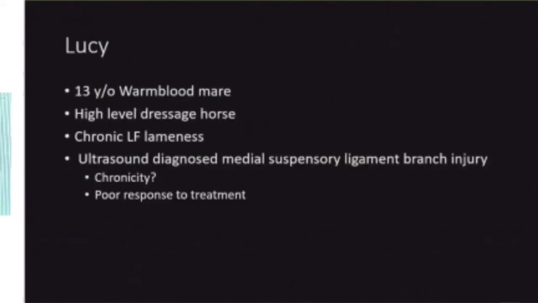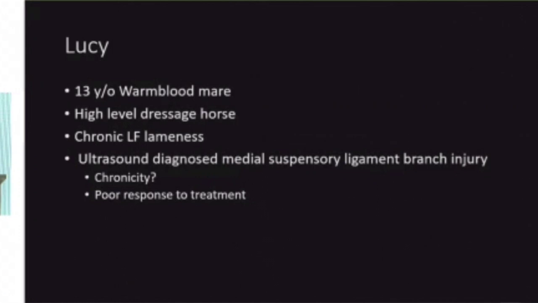This case was a warmblood dressage mare. She had a chronic left forelimb lameness, and she had a known suspensory branch injury. It had been ultrasounded a couple of times. It was a little difficult to tell exactly, since it had been going on for a bit, how much the branch mattered. She wasn't super painful on palpation of the branch.